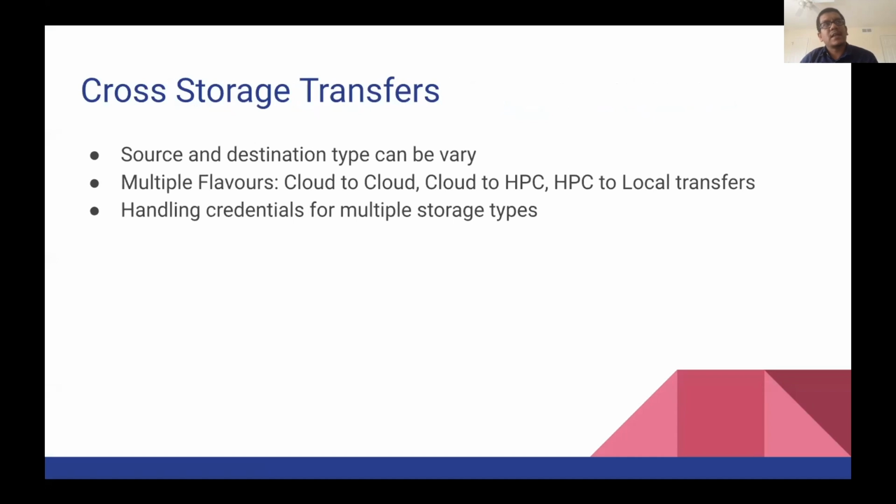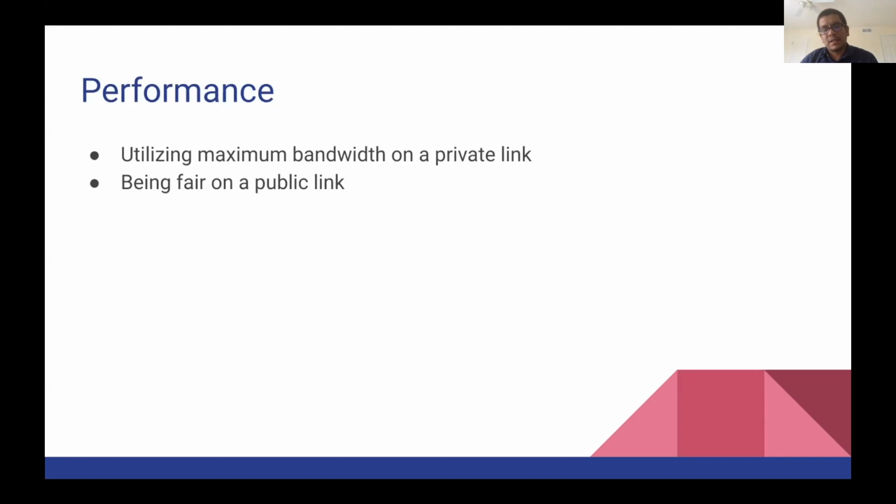The first one is cross storage transfers. You might have different types of storage, and then how do we do the protocol matching and protocol translation between different storage types if you are transferring data to a gateway? And the other one is performance, as always, but performance might go in two ways. For example, if you have a private dedicated link across two endpoints, then you can utilize the maximum bandwidth. But in some cases, you are transferring data over a public link. In that case, you have to be much fairer and give the opportunity to other transfers as well.